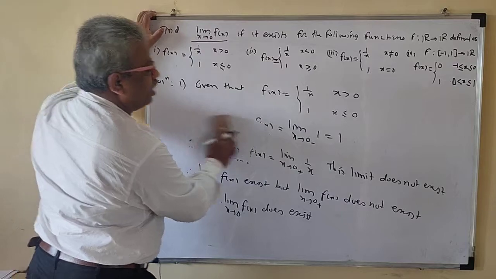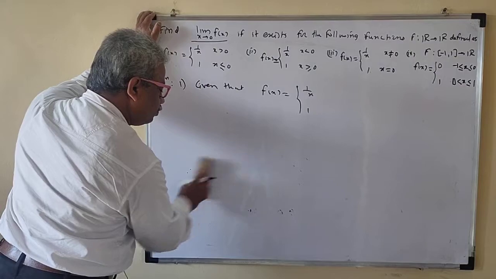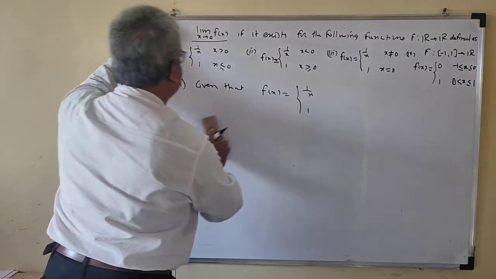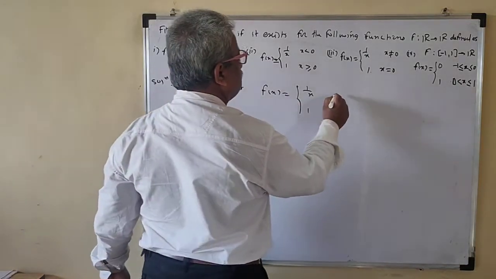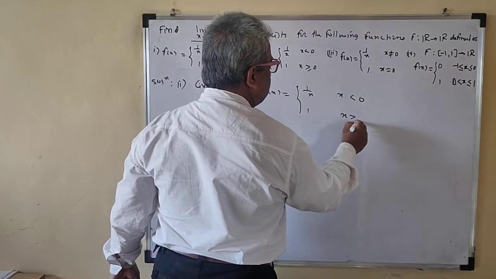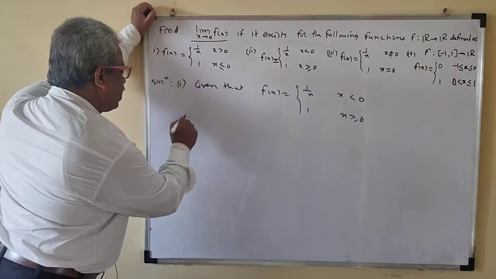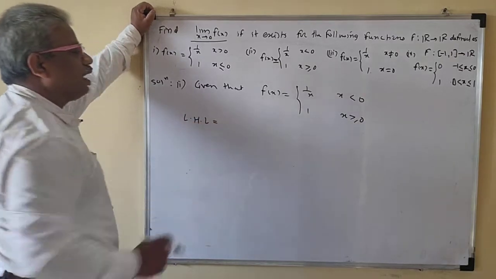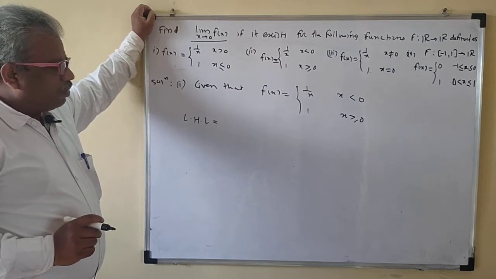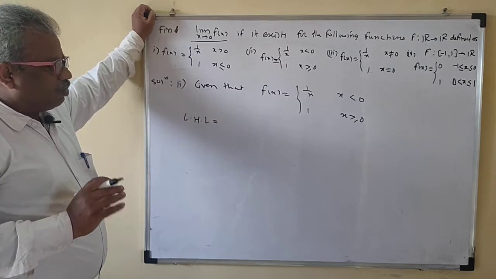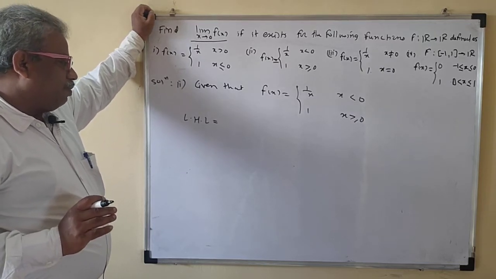Okay, so we take the second one now. Given that f of x is equal to 1 by x for x less than 0, and 1 for x greater than or equal to 0. Again we will find the left hand limit and right hand limit, because for x less than 0 the function is 1 by x, and for x greater than 0 the function is 1. So there are different functions to the left of 0 and to the right of 0.